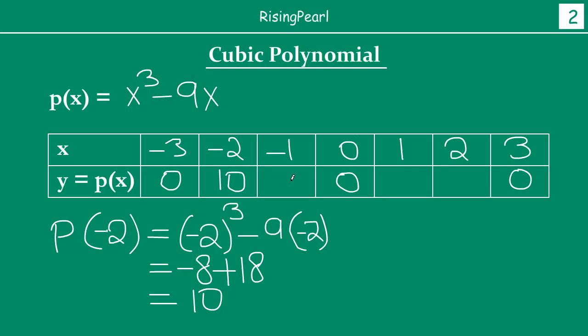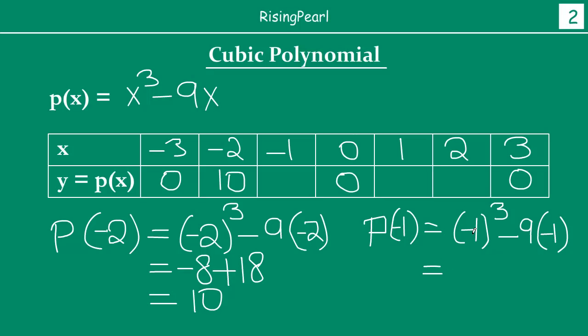So let's find out this one as well. So p at minus 1, the value of the polynomial at x equals minus 1 will be minus 1 cubed, because it is x cubed, minus 9 times x, which is minus 1. So you will get minus times minus times minus, negative. 1 cubed is 1. Minus 9 times minus 1, minus times minus is plus. 9 ones are 9. 9 minus 1 is 8. So this will be 8. This value will be minus 8. And this value will be minus 10.